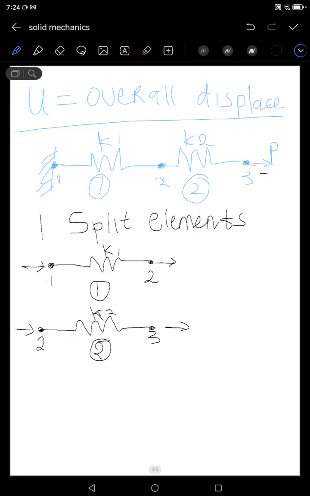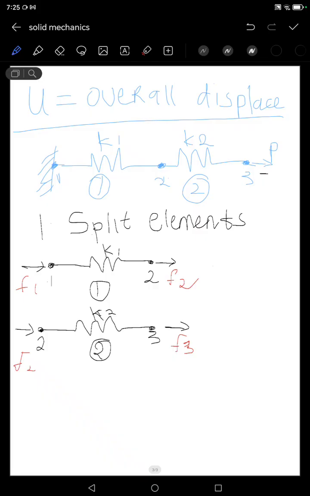So here is going to be our F1, and here our F2, and F2 here, and then F3 here. We write these forces according to the nodal displacement. We have 1 here, so we're going to have F1. We have 2, so F2. We have 2 here, we're also going to have F2, and 3, then F3.